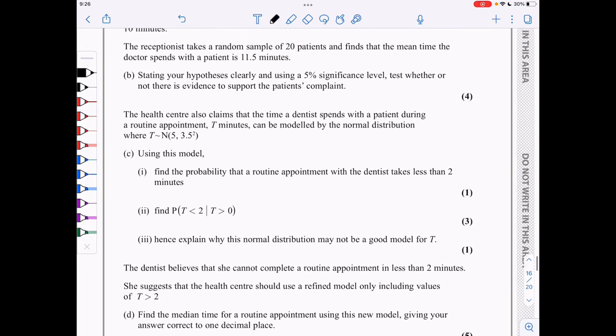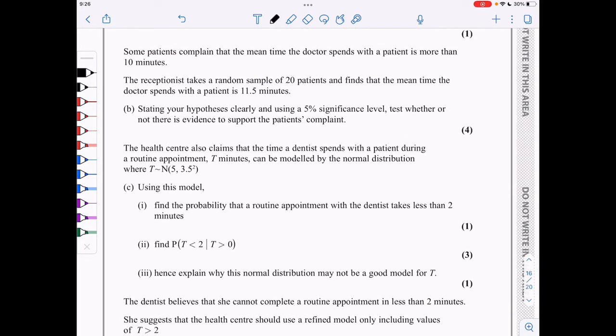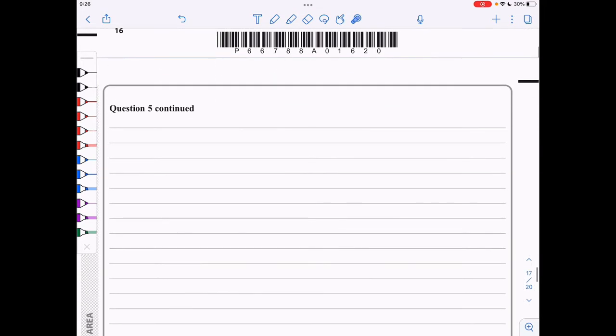Now, some patients complain that the mean time the doctor spends is more than 10 minutes. So we took a random sample of 20 patients and we got a sample mean of 11.5 minutes. And we wish to test at the 5% level whether there's evidence to support this complaint. So I will start by writing out my null and alternative hypotheses. My null says that mu is 10 and my alternative that mu is greater than 10. That's the claim, the complaint.